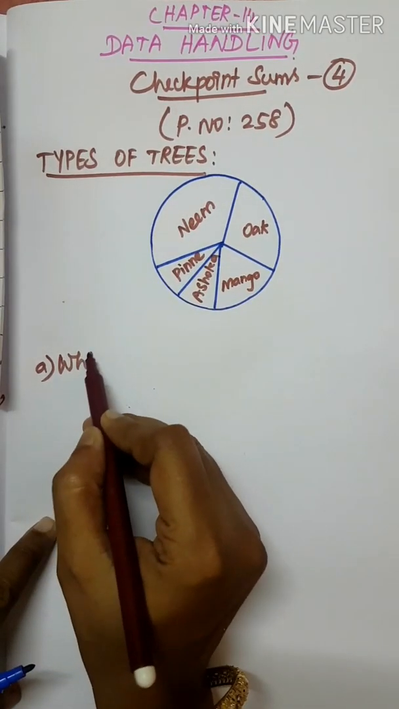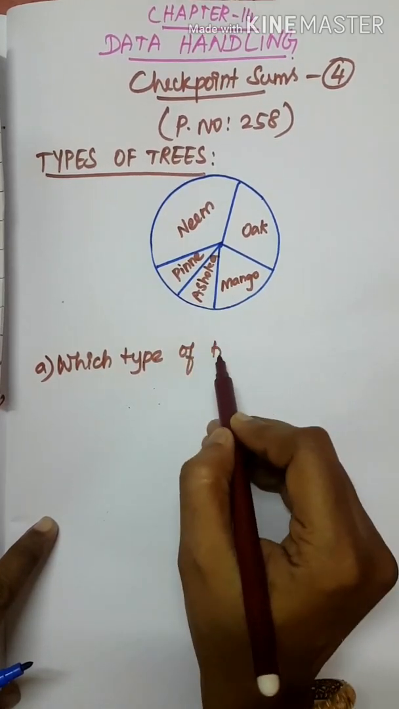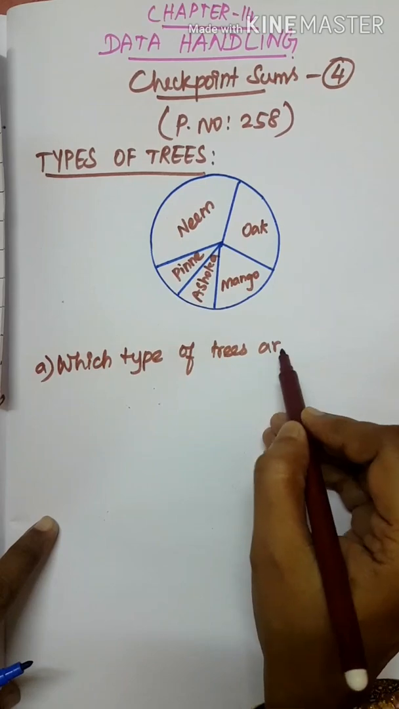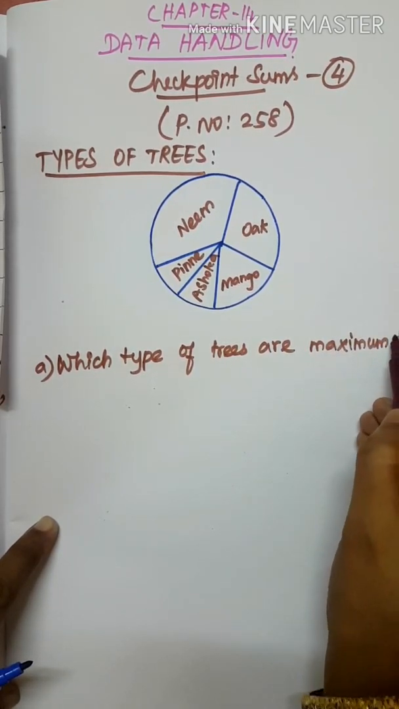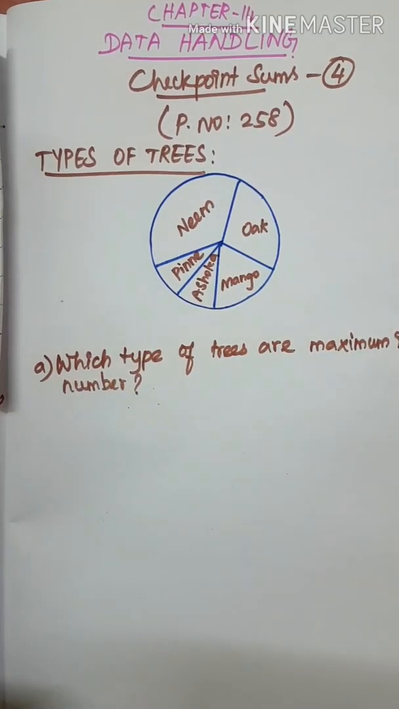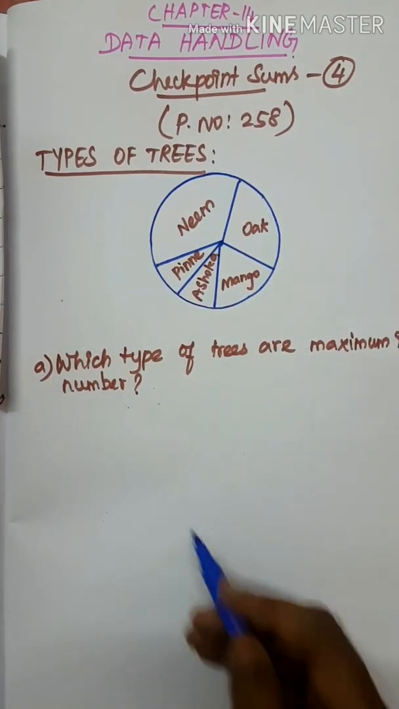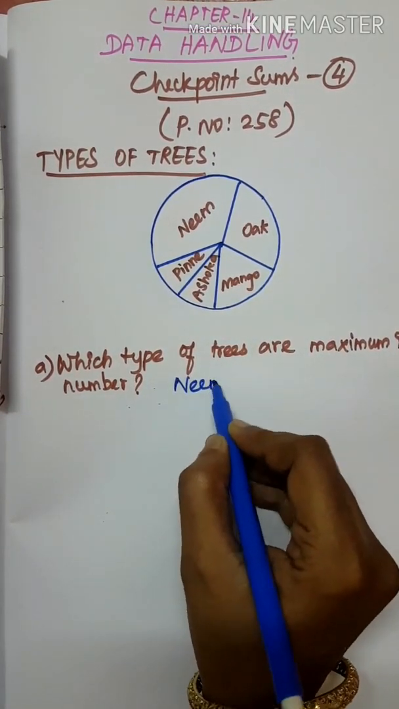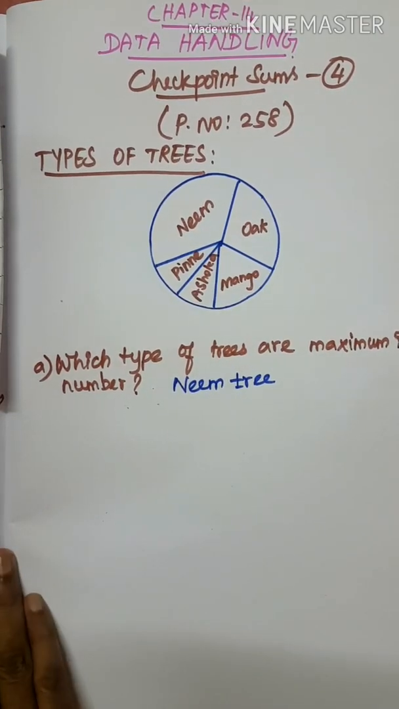So first question, which type of trees are maximum in number? Yes, without doubtfully you can say which type of tree are maximum in number. Yes, of course, neem occupies a big space in the circle. So answer is neem tree.